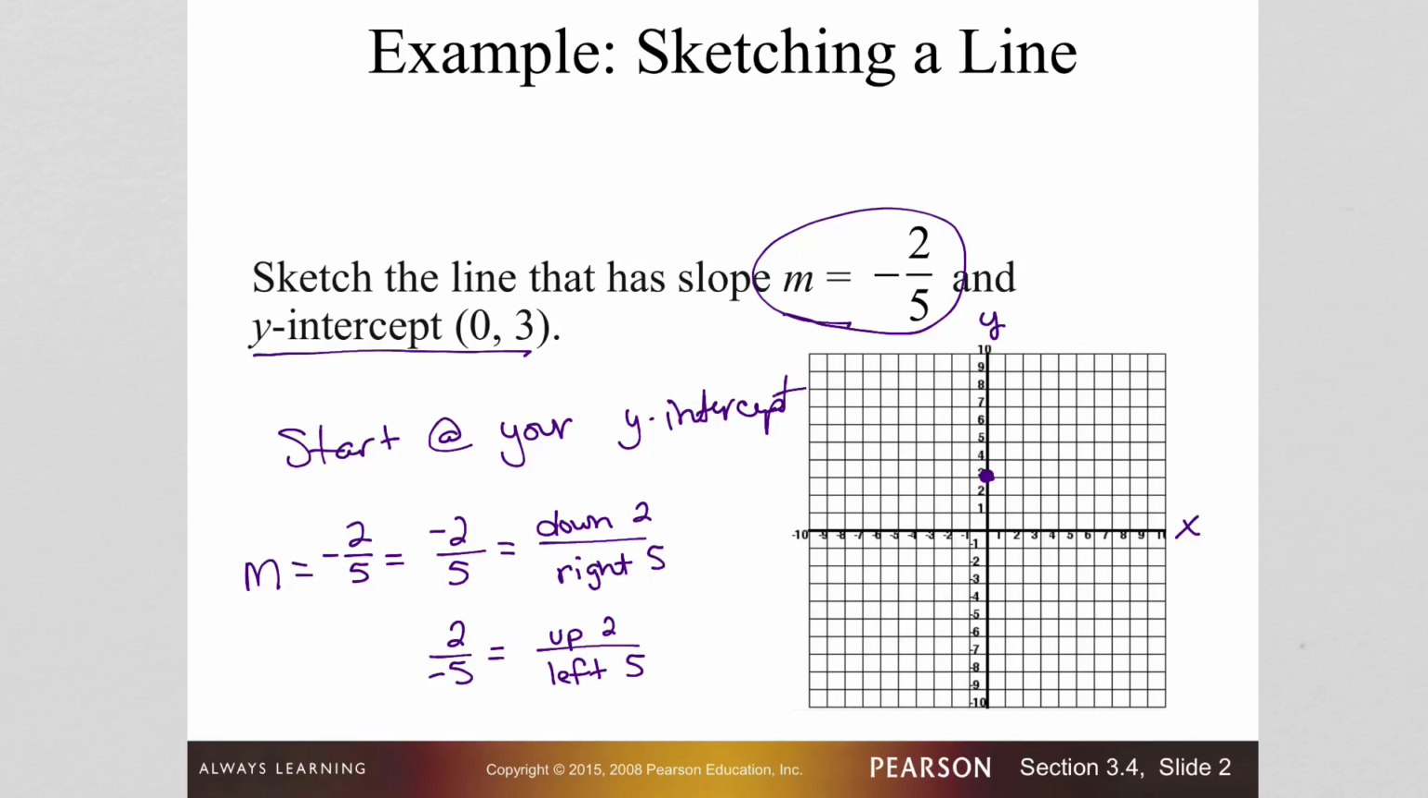I'm going to show you that both of those are the exact same line. So let's do this one first. Down 2, right 5. Down 2, 1, 2, 3, 4, 5. Put a dot. Now, I could have done the slope with the negative in the denominator. So from my starting point of (0, 3), I would go up 2 and left 5.